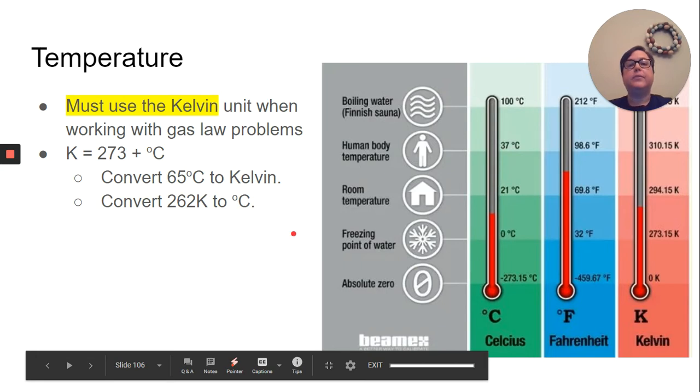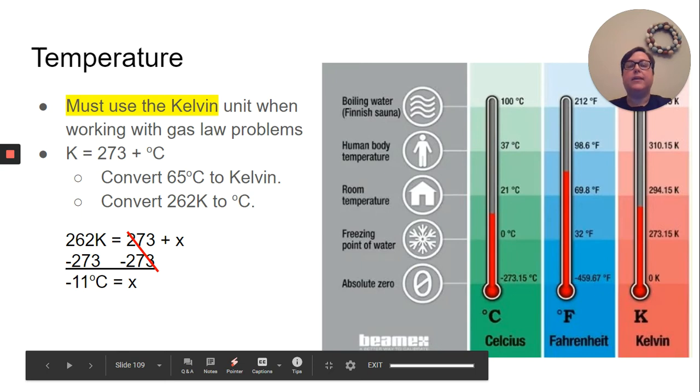The second example, we're given 262 Kelvin and we're trying to convert it to Celsius. So this time we're going to plug the number in to where the Kelvin is in the formula, and we're going to solve for Celsius. So in order to get X by itself, we're going to have to subtract 273 from both sides, and we get negative 11 Celsius. Remember, Celsius can be negative, but Kelvin is not, and that's why we use Kelvin in all of our math problems with gases.